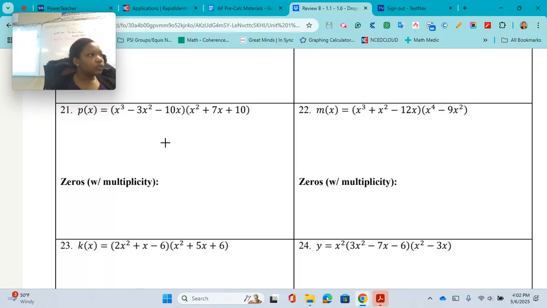Now, look at this. What can we pull out of all of these terms? What's the same in all of these terms? An x. I'll pull out that x.